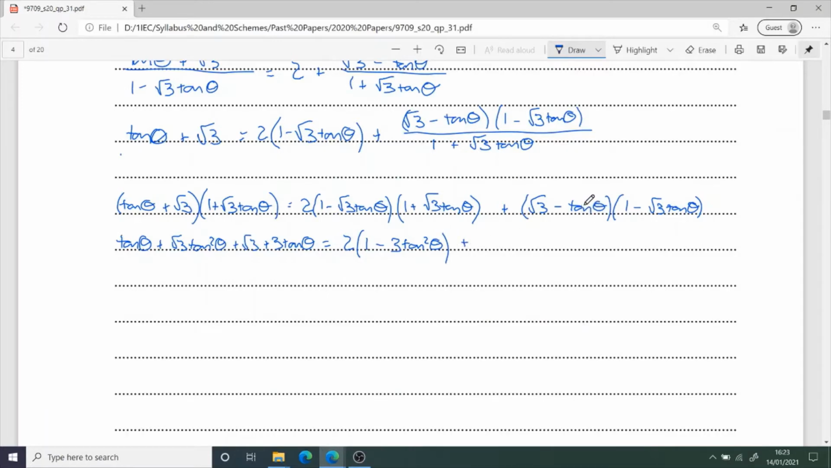Here we'll do first outside, inside last again. We get root 3 minus 3 tan theta minus tan theta plus root 3 tan squared theta.